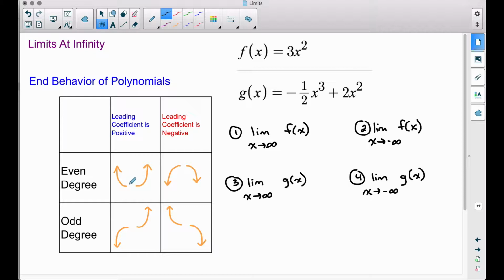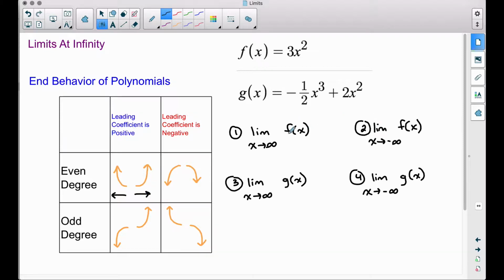What this tells me is, I don't know what goes on in the middle, but I can guarantee the y value, the limit, as x approaches infinity or as x approaches negative infinity. Now, x approaching infinity goes this way, x approaching negative infinity goes that way. The limit is going to be positive infinity regardless.